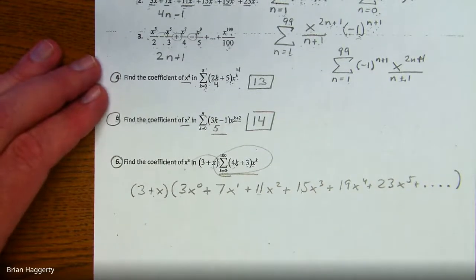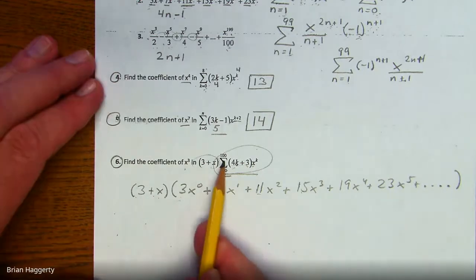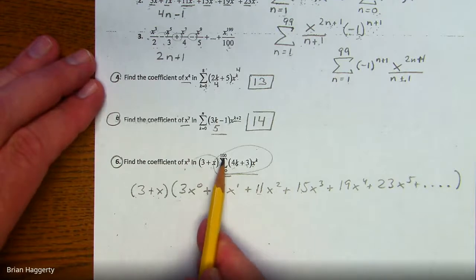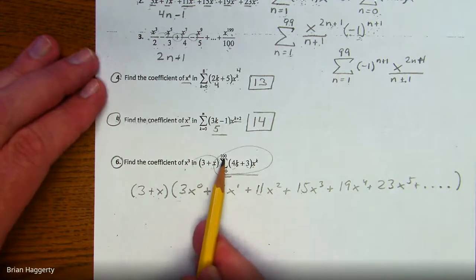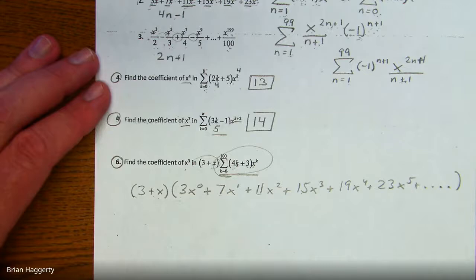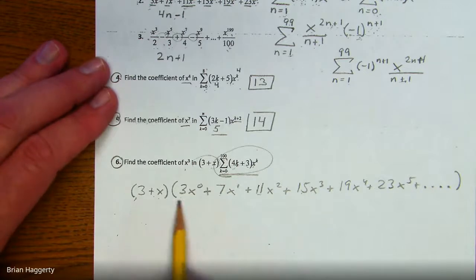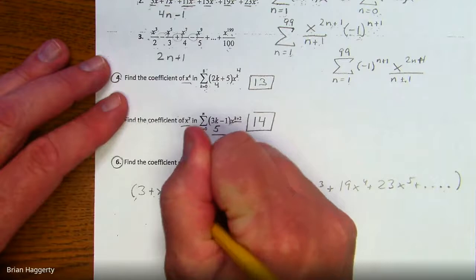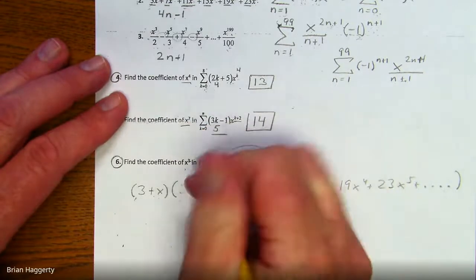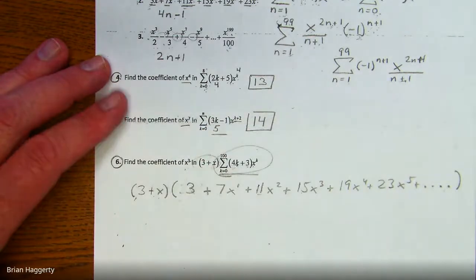All right, so now what we have to do is this binomial times that infinite polynomial. Not actually infinite. For what we're doing, I guess we can consider 100 infinite. It's not like we're going to write all that out. So 3 times everything, x times everything. And I will make that first term just a plain old 3 to make this multiplication a little bit easier.